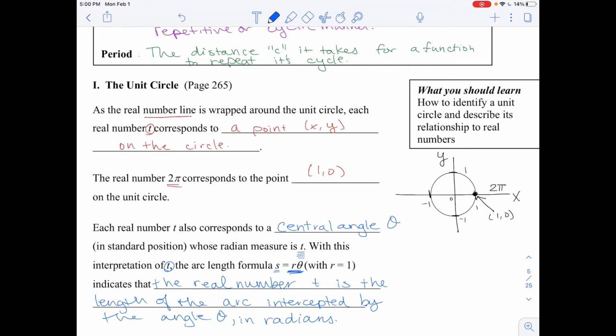So if this is our angle, let's just say theta, then the arc length that it has, we call that t. Because this is a unit circle, that arc length, which we would normally say is the radius times theta, since the radius is 1, in this case for a unit circle, theta equals t, because we're just multiplying by 1.